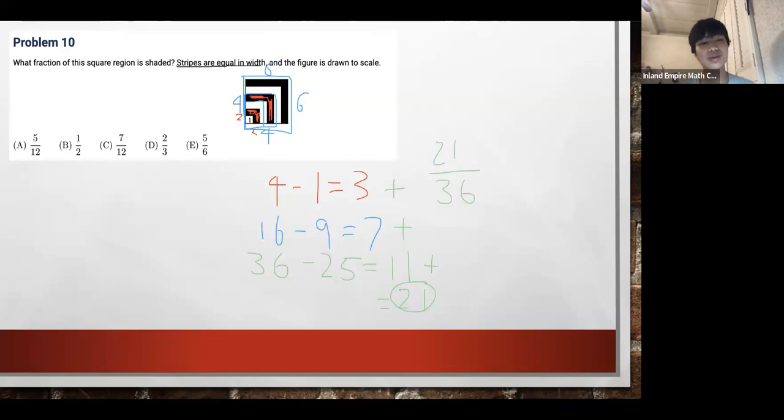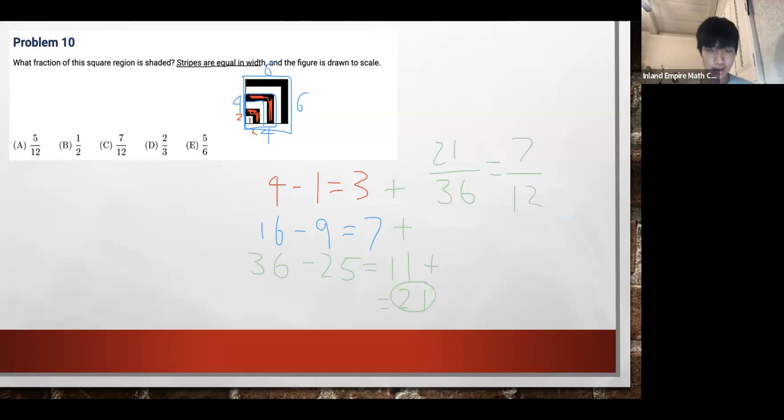Now you might notice that 21 over 36 isn't on the answer key. However, if we simplify this answer, dividing both sides by 3, we get 7/12, which is an answer. So the answer in the end is actually C.